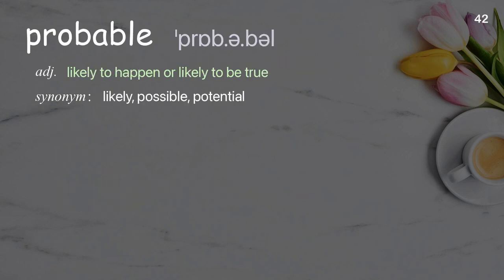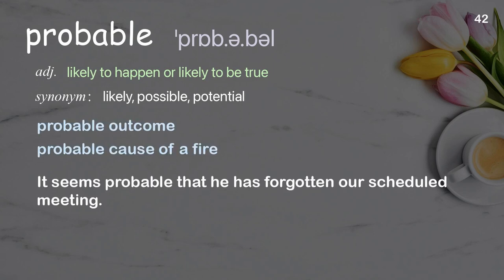Probable: likely to happen or likely to be true. Examples: probable outcome, probable cause of a fire. It seems probable that he has forgotten our scheduled meeting.